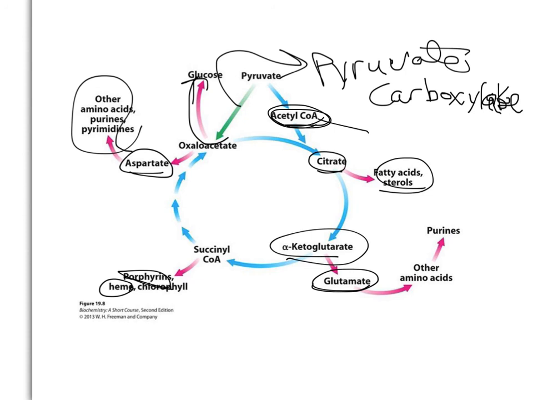It also can be used in the production of sterols, although the acetyl-CoA actually has to be transported out of the mitochondria into the cytosol, where some of this chemistry happens, where you get the fatty acid synthesis and steroid production.